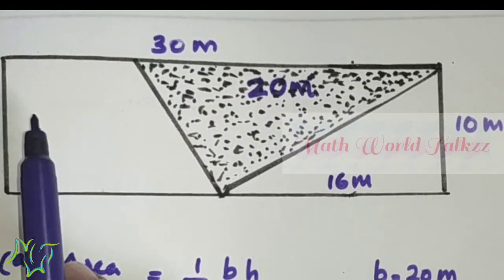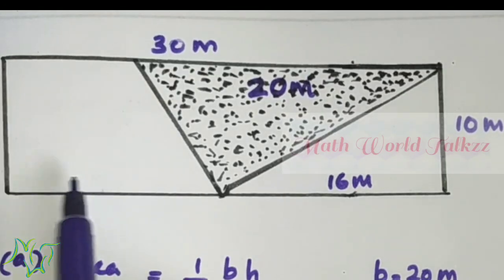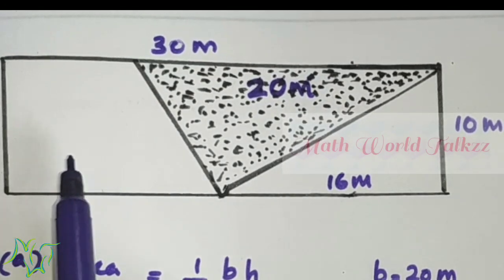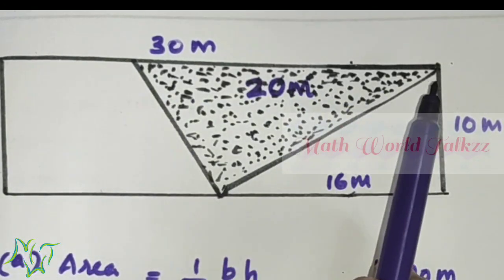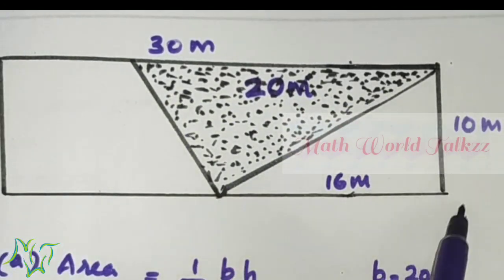Then third one, we want to find the area of this trapezium. So for that, what we are going to do is, we can find the area of this rectangular plot.